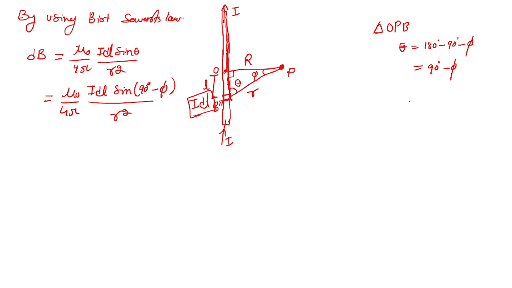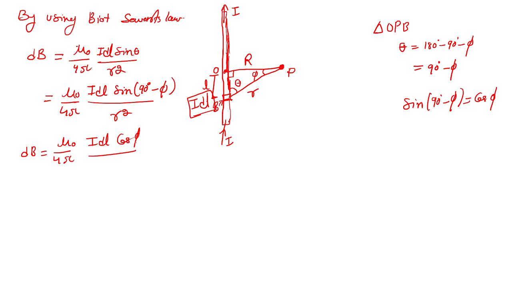And you know that the value of sine of 90 degrees minus phi is always equal to cos phi. So our dB will be equal to mu naught over 4 pi, I dl cos phi over r square. Now the angle has changed. First we had the angle theta, now we have angle phi.